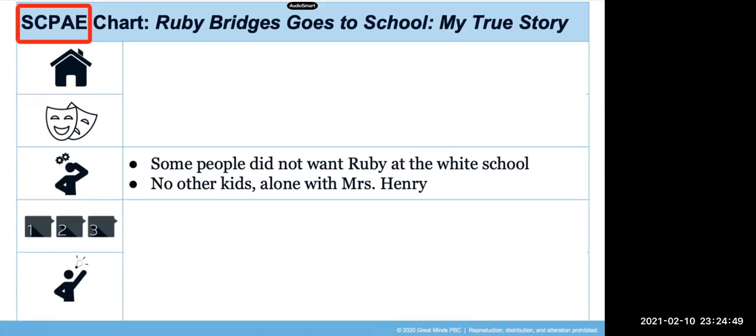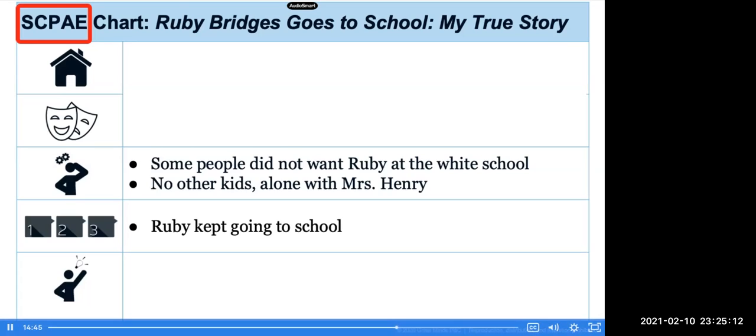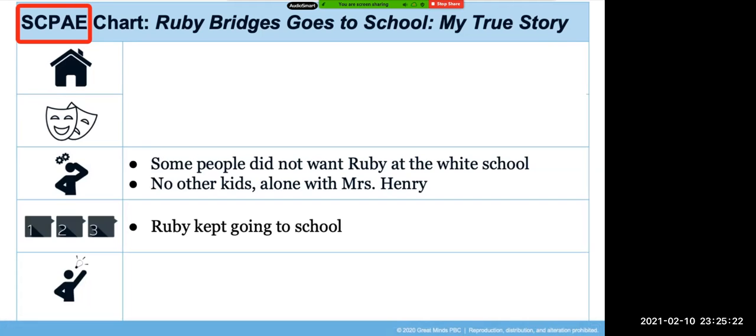The problem could come before the action, like it did in Ruby Bridges Goes to School, My True Story. The problem was that some people did not want Ruby at the white school. No other kids were there, and she was alone with Mrs. Henry. But Ruby took action. She was brave, and she kept going to school. There's definitely a lesson we can learn there.